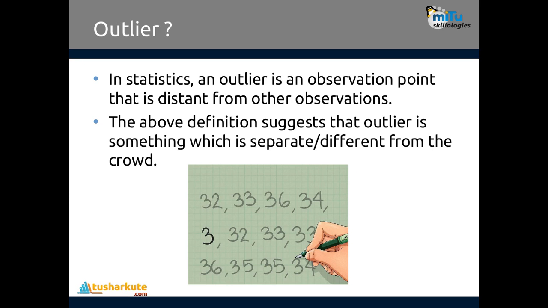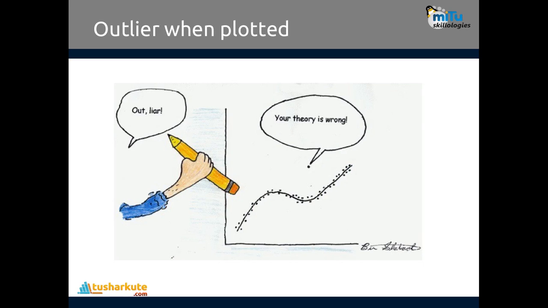So let's see, what do you mean by outlier? In statistics, an outlier is an observation point that is distant from other observations. The above definition suggests that the outlier is something which is separate or different from the crowd. Let's check it out. See the diagram, they are in sequence. We have 32, 33 onwards, and in that range only one element, which is 3, is different from the other set of elements. This is what we call an outlier. So see, this is an outlier, something different.